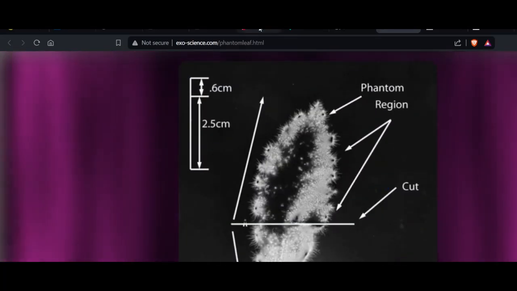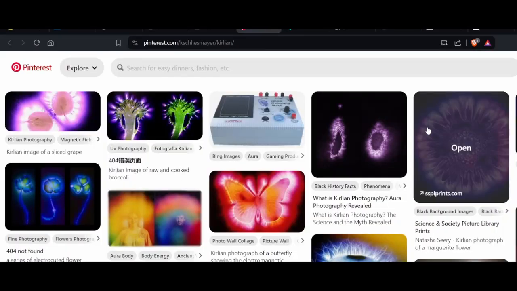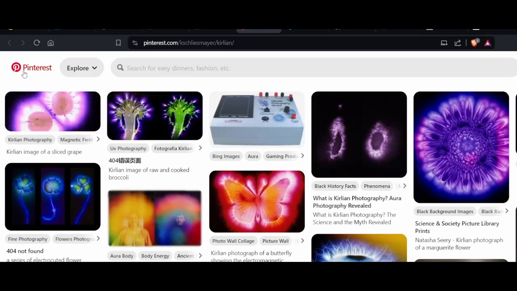So that, I mean, that's pretty cool. So Kirlian photography, if you search for it, you'll get tons of results, even on how to do it. So here's just a Pinterest page of a bunch of different examples. So here they've got broccoli. You can see there's a little purple outline or aura around it, butterfly.